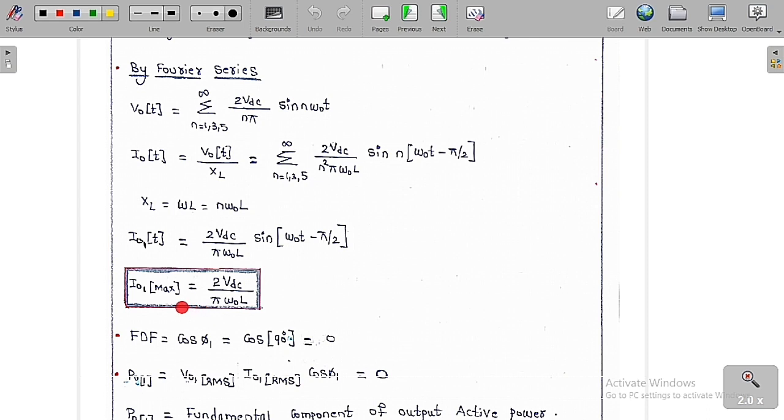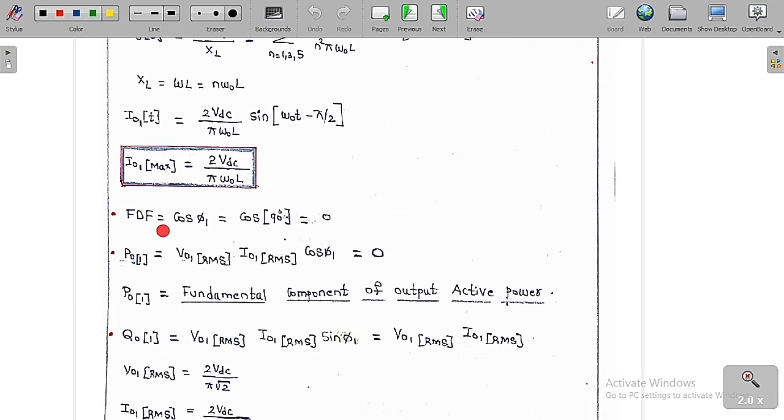Now I want to find the maximum value of the fundamental component of the output current. The maximum value of the fundamental component of the output current is equal to 2 VDC by pi omega naught L. So 2 VDC by pi omega naught L is called the maximum value of the fundamental component of the output current.